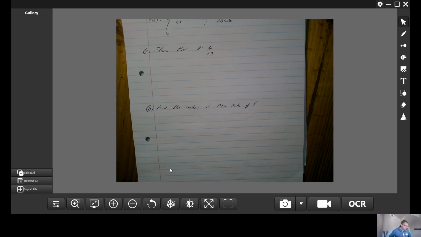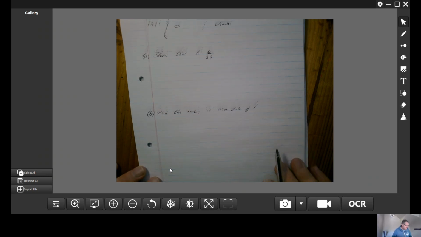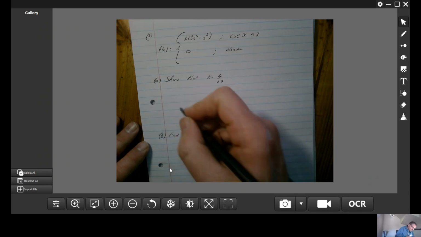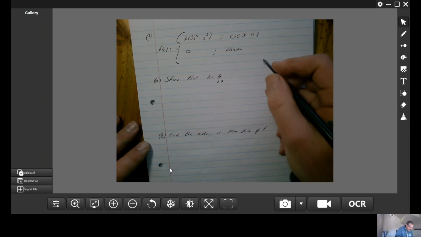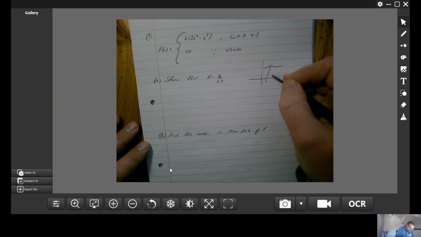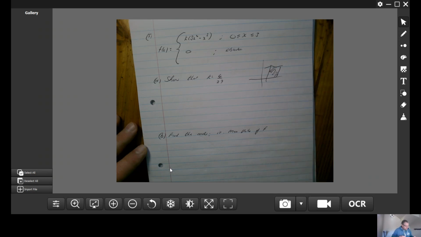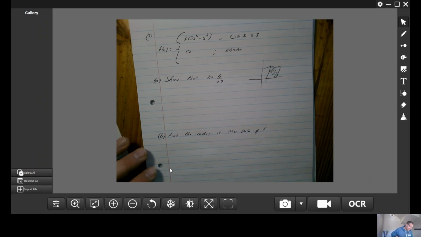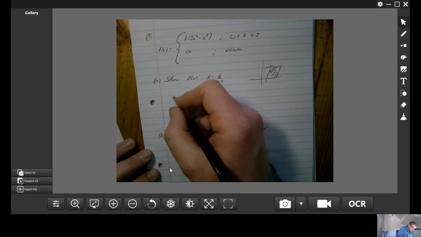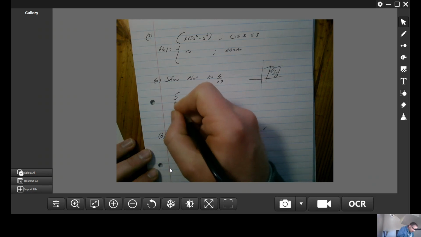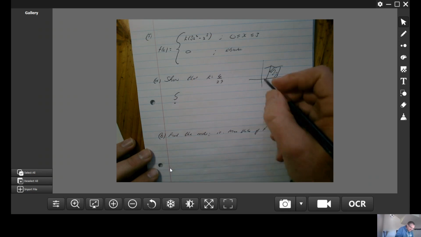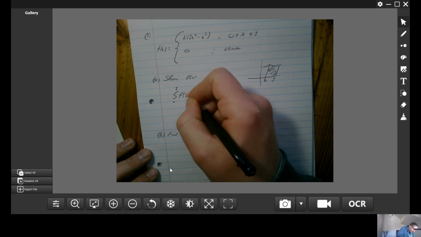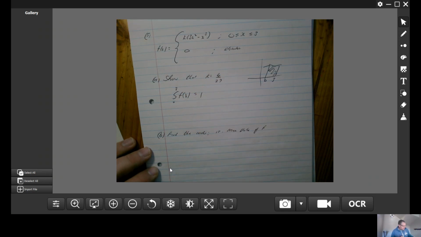Show that k is equal to 4 over 27. Your key idea is that if you have a curve, the area in the interval must be equal to 1. How do I find that area for a continuous function? It's the integral. So the key idea is that the integral between 0 and 3 of f of x must add up to 1.